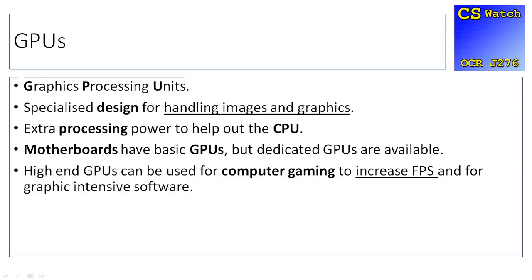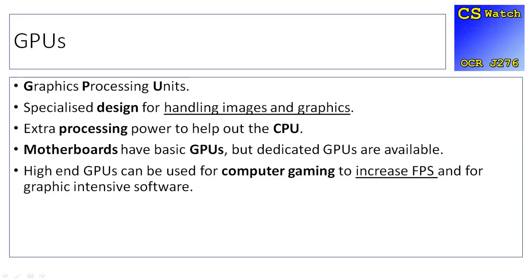Most motherboards have basic GPUs which are on board to them. You'll see like a little blue VGA port, that's the onboard GPU, but dedicated GPUs are available and most gamers use them because it gives them that extra cutting edge, that extra bit of processing power. A lot of desktop PC games require GPUs now as a minimum requirement. High-end GPUs can be used for computer gaming to increase FPS, which is frames per second, and for graphic-intensive software.